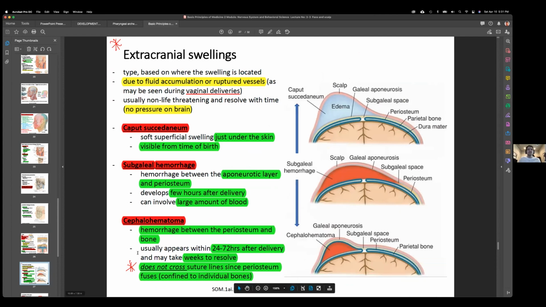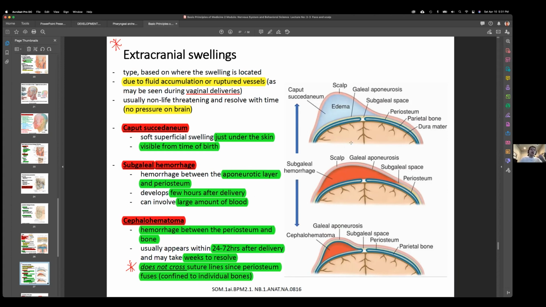One of the good differentiators here is that cephalohematoma does not cross the suture line. Typically, when they say that, that means it's deep. To not cross the suture line, you need to be next to the periosteum, right? Because you need to be involved with that underlying bone. So then that subgaleal comes across, and then that caput succedaneum is more of just an edema, right? So just under the skin.